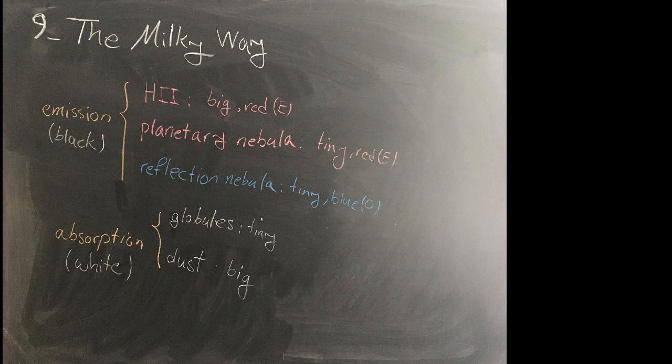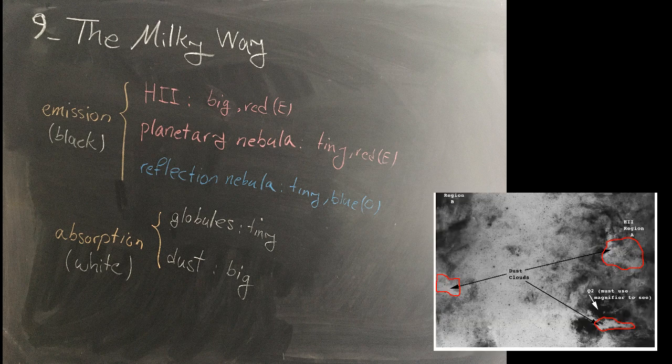Moving to absorption features, we have globules. They are extremely small pixel size in your image, and we won't discuss globules. But dust features are very big, and because they block the light, they will look like white. So these red regions are all dust. Basically, they are in front of H2 regions, so they block the light, and that's the main reason we see all dust regions are white.